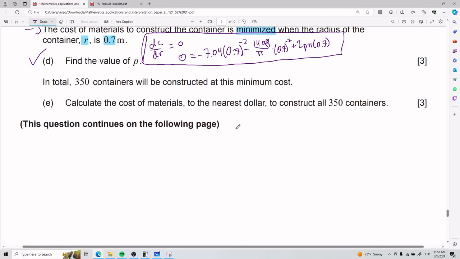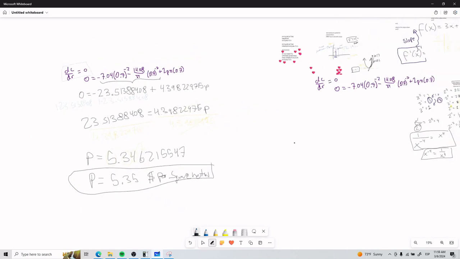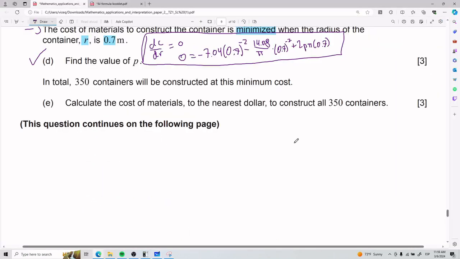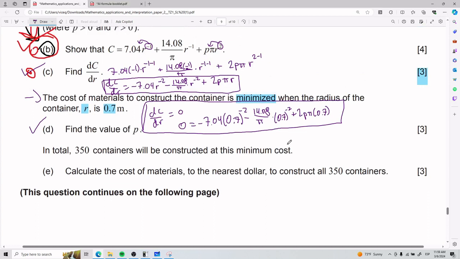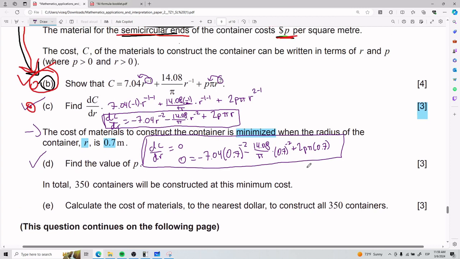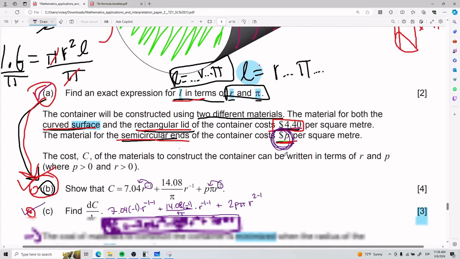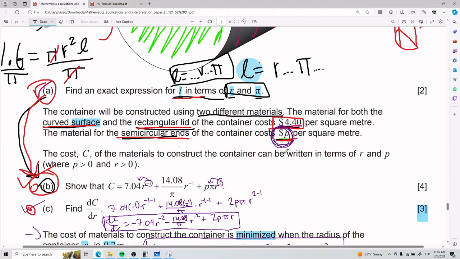Yeah. Then they tell us that in total, 350 containers will be constructed at this minimum cost, and to calculate the cost of materials to the nearest dollar to construct all 350 containers. So they give us the value of P, right? And each container, how do I find the cost of one container, you guys? So this derivative helps me find the value of P, okay? Which is this thing here, right? But what is the cost of one container?